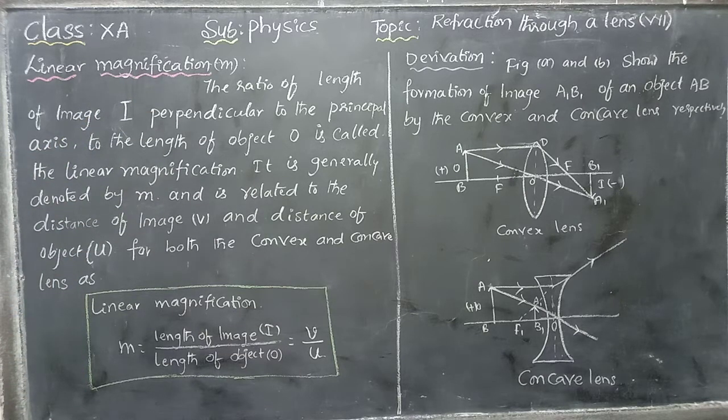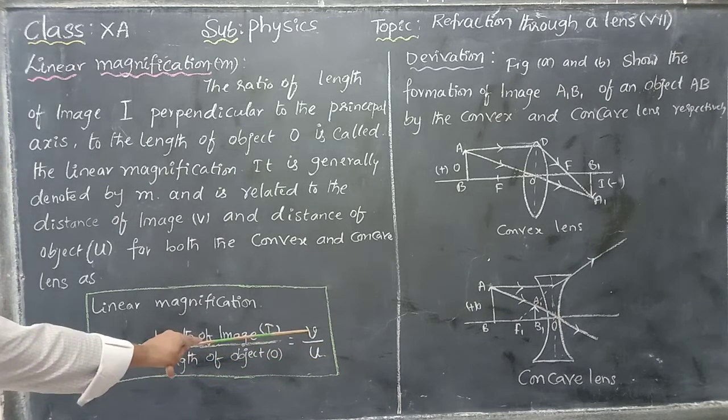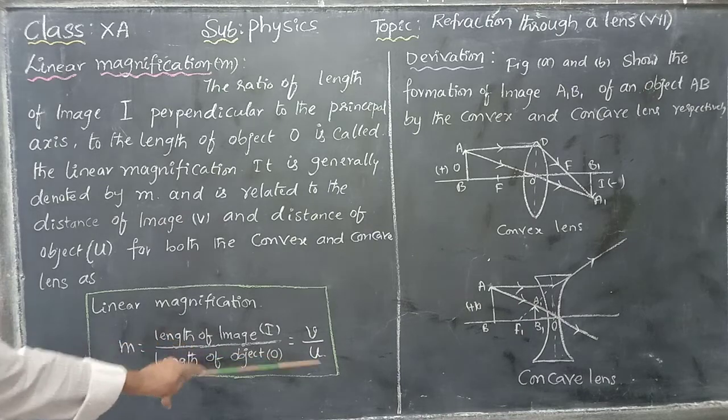Linear magnification is the ratio of the length of the image perpendicular to the principal axis to the length of the corresponding object. It is denoted by the symbol small m. Next, the relation between the magnification, object distance and image distance: m equals length of the image divided by length of the object, that equals v divided by u. V is the image distance and u is the object distance.